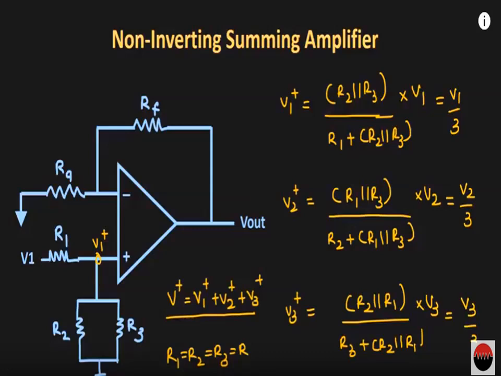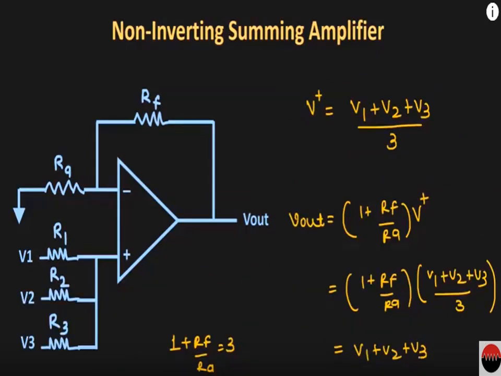If I consider R1 is equal to R2 is equal to R3 is equal to R, that is, when all these resistors are equal, I will get V1 by 3, V2 by 3 and V3 by 3. So finally V plus is given as V1 plus V2 plus V3, divided by 3.